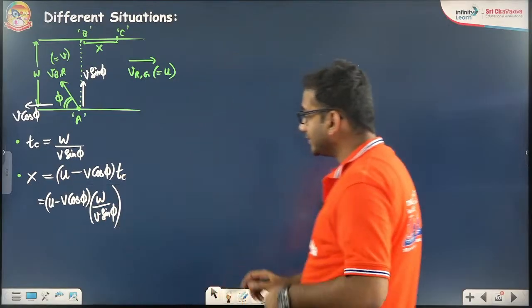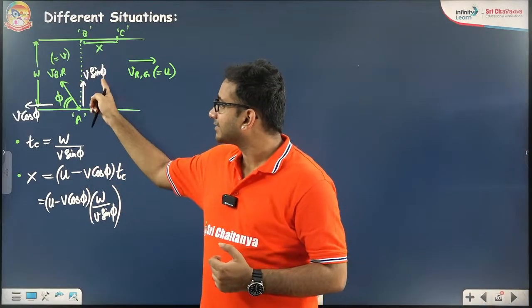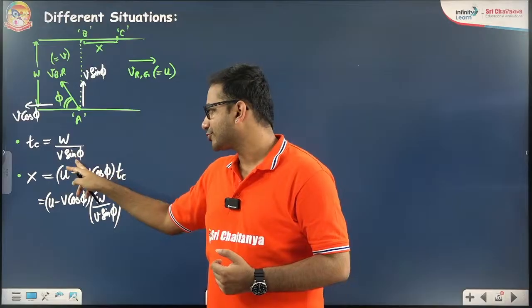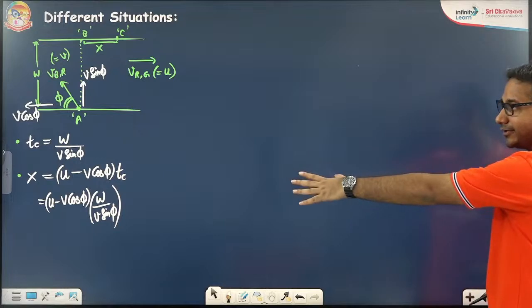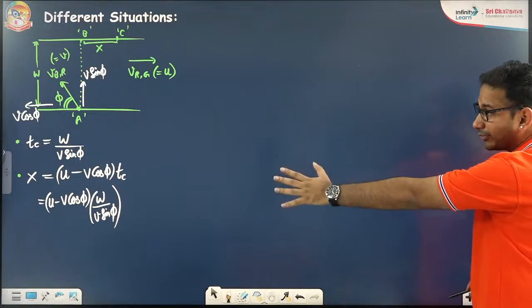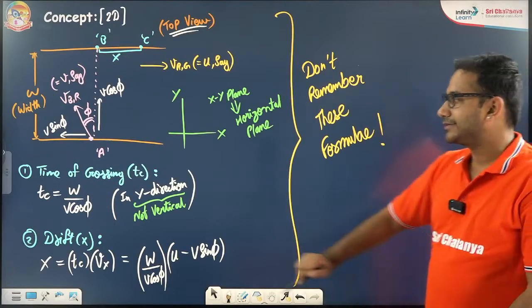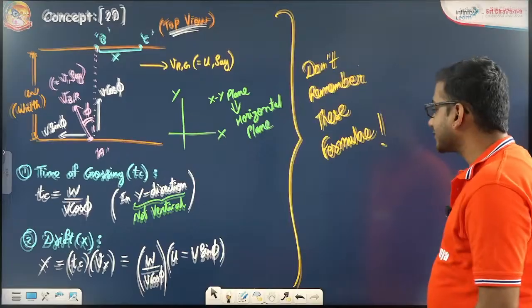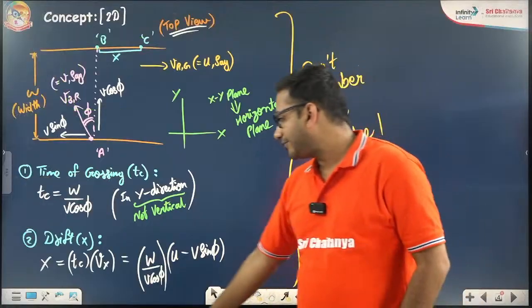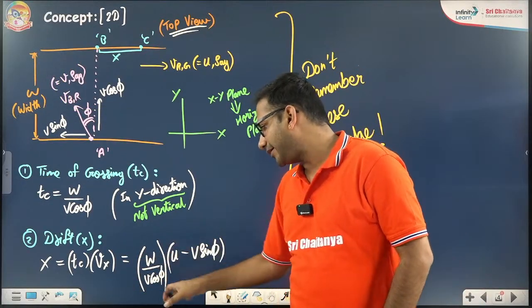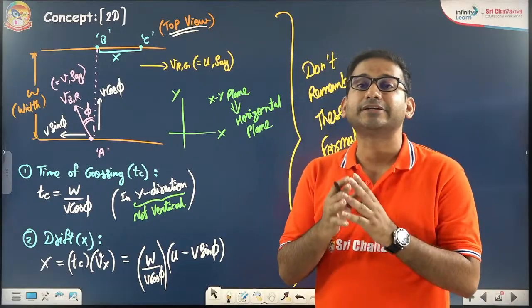If you compare it with the last discussion we had, it is clearly noticeable that sin and cos have interchanged their position. Look at these results very carefully. You don't have to remember these. See, it was W by V cos phi; here it is W by V sin phi. Here it is u minus V cos phi into W by V sin phi; there it was u minus V sin phi into W by V cos phi. So sin and cos have interchanged their position. You never know what the examiner can give you.